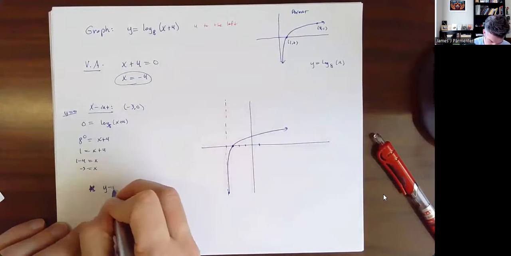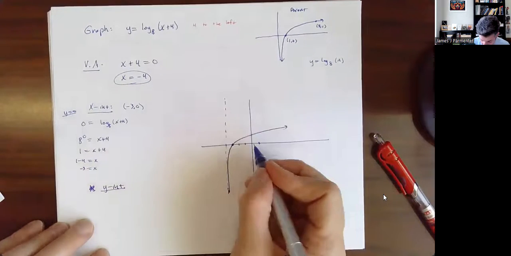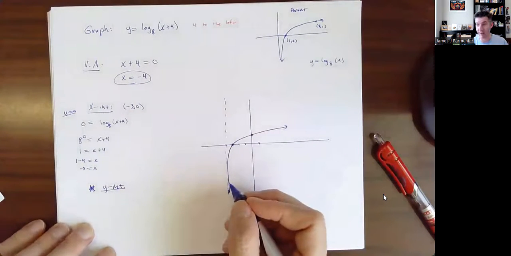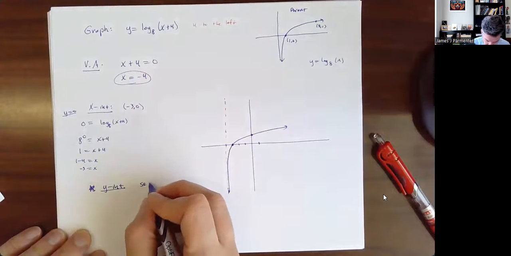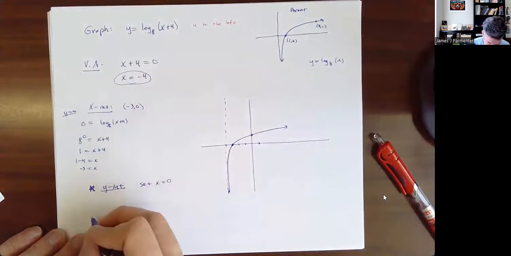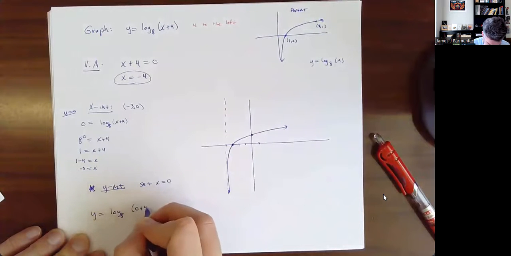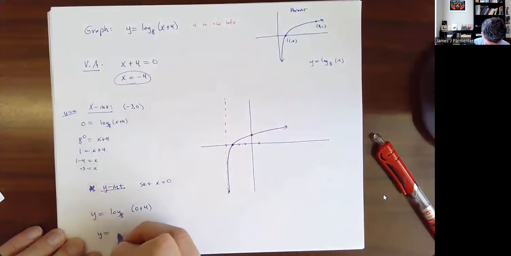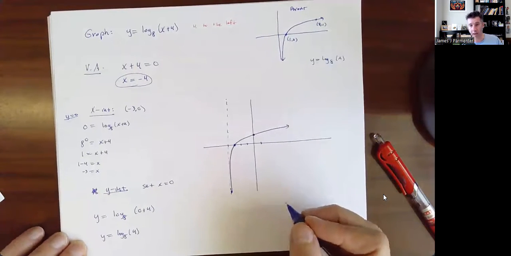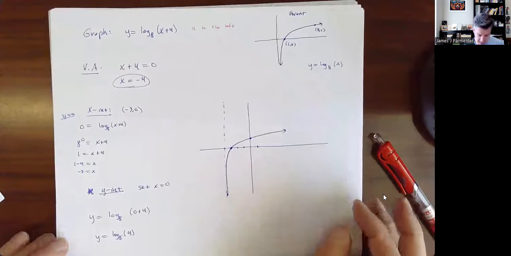So the y-intercept, we have one. There it is. Let's find out its value. We're going to set x equal to 0, and we get y equals log base 8 of 0 plus 4. So y equals log base 8 of 4. You might know what that is. I don't off the top of my head, so I'm going to rewrite it as an exponential.